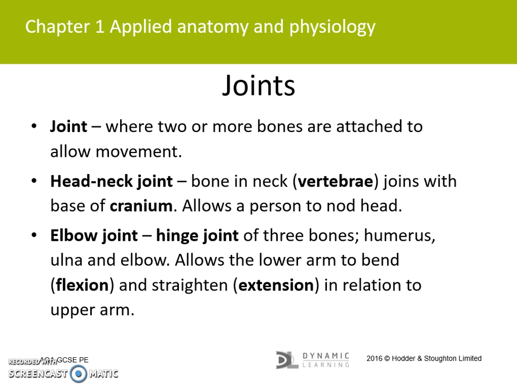You've also got your elbow joint, which is a hinge joint, which has three bones there. So you've got your humerus, your ulna, and your radius. So there's three bones all joining at that hinge joint. And it allows your lower arm to bend, so that's flexion. And when you straighten your arm, that's called extension. Okay, so you've got flexion and extension at a hinge joint, just like the hinge of a door. It can go two ways.